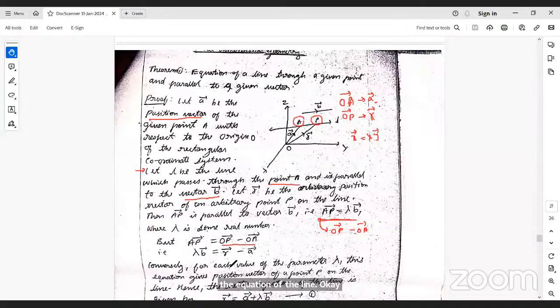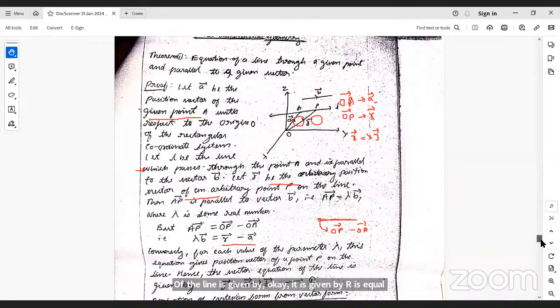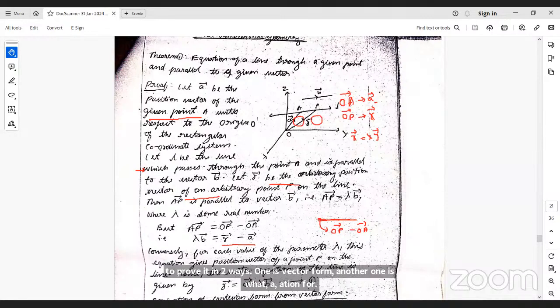So for each value of the parameter lambda, this equation gives the position vector of a point P on the line. Hence the vector equation of the line is given by R is equal to A plus lambda b. Once you understand the vector form, we need to prove it in two ways. One is vector form, another one is Cartesian form. If you have understood vector form, Cartesian form is very easy.